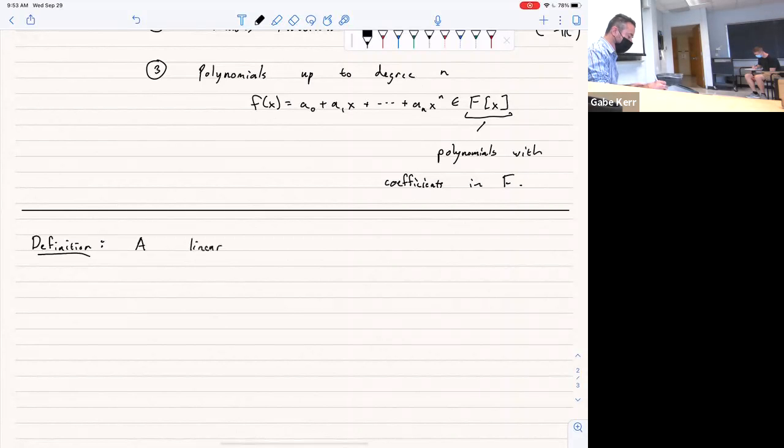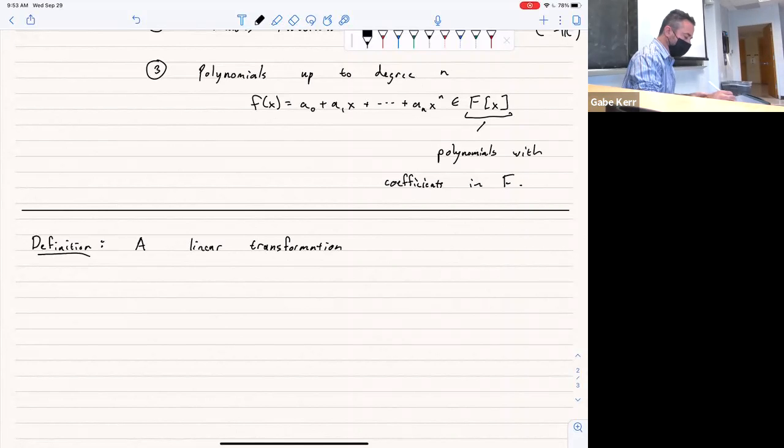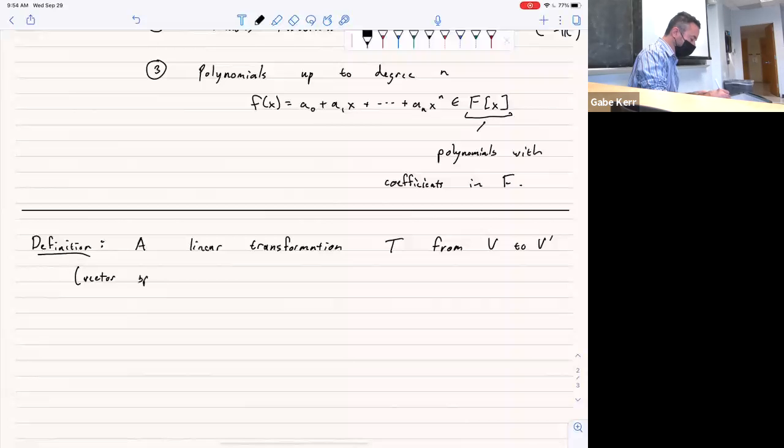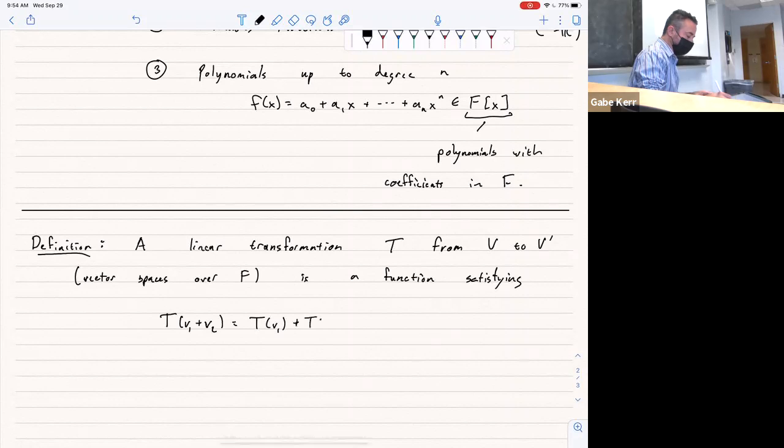So a linear transformation T from V to V prime, where these are vector spaces over the field F, is a function satisfying two rules, two identities. If I take two vectors and add them together, this looks a lot like a homomorphism. Indeed, it is a homomorphism of the additive group. So T of the sum of vectors is the sum of the values of T.